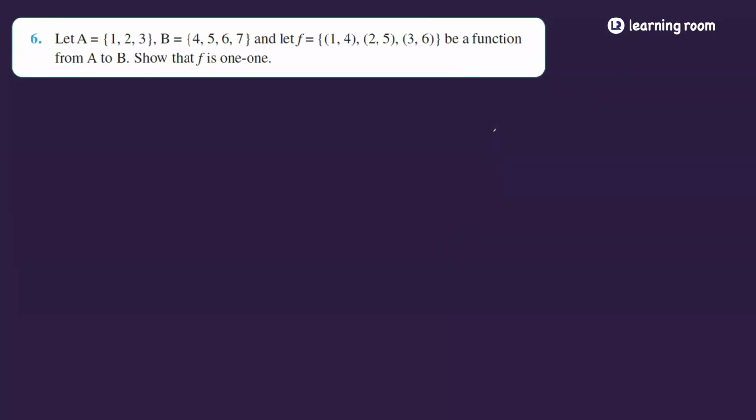A is equal to {1, 2, 3}, B is equal to {4, 5, 6, 7}. Let f be equal to {(1, 4), (2, 5), (3, 6)}, a function from A to B. Show that f is one-one. Is it one-one? Because no two elements in the range set are the same, right? Hence, it's a one-one function. How will you show it? That's the same logic. Since each element is associated with a unique output, it's a one-one function.